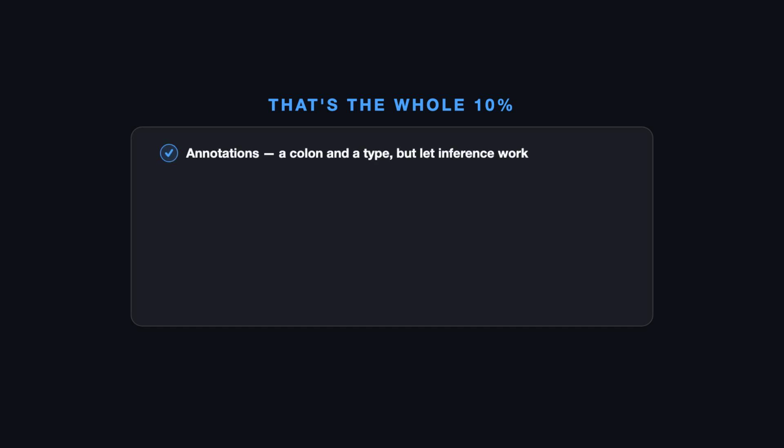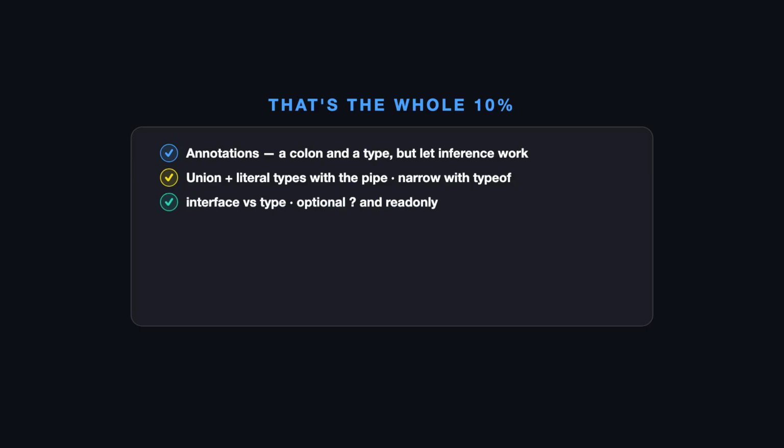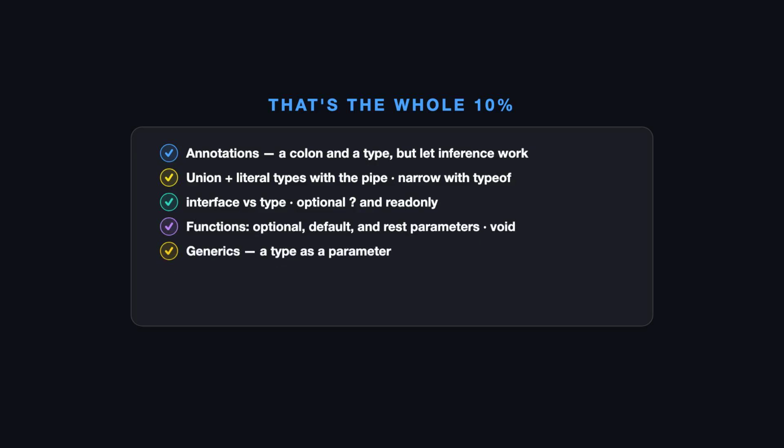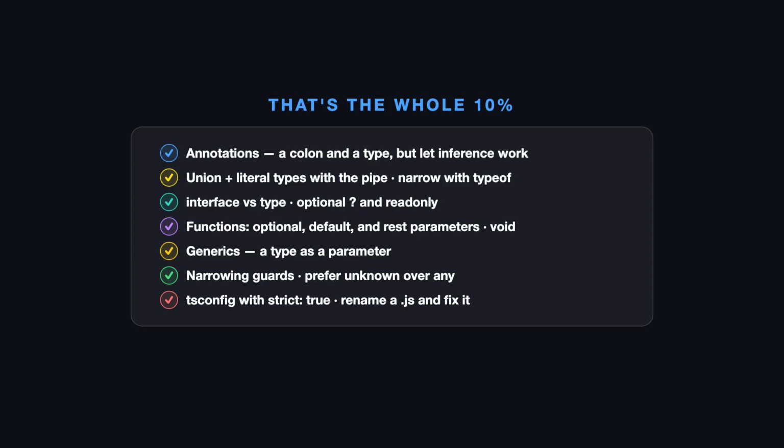Step back and look at the whole 10%, because that's genuinely all of it. Annotations, a colon and a type, but let inference do most of the work. Unions and literal types with the pipe. Interfaces and type aliases for object shapes, with optional and readonly. Functions with optional, default, and rest parameters. Generics, a type as a parameter. Narrowing with typeof, in, and Array.isArray, and unknown over any. A tsconfig with strict set to true. And migrating a real file by renaming it and fixing what shows up.